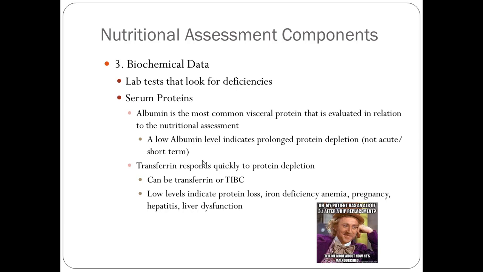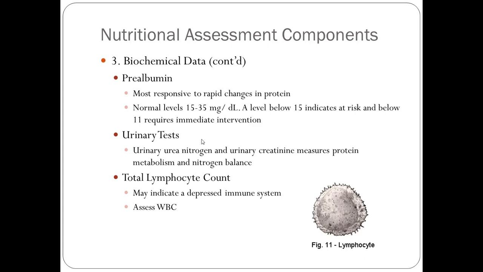Transferrin is the acute, right now, lab that will tell us that this is a new issue. Could be total iron binding. Prealbumin. This is another rapid acting one that will respond quickly when something occurs. Normal levels are 15 to 35. Anything below 15, the person is at risk. And anything below 11, this person really needs an immediate intervention.